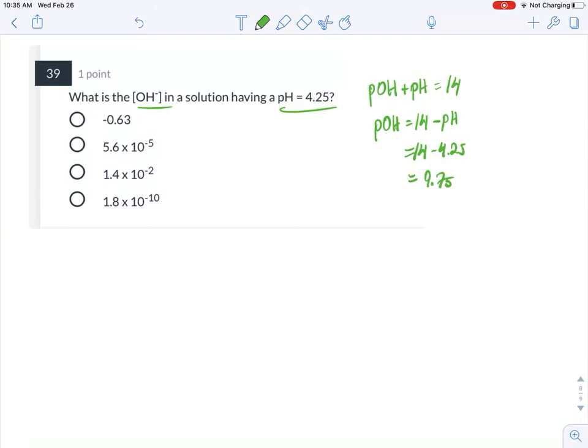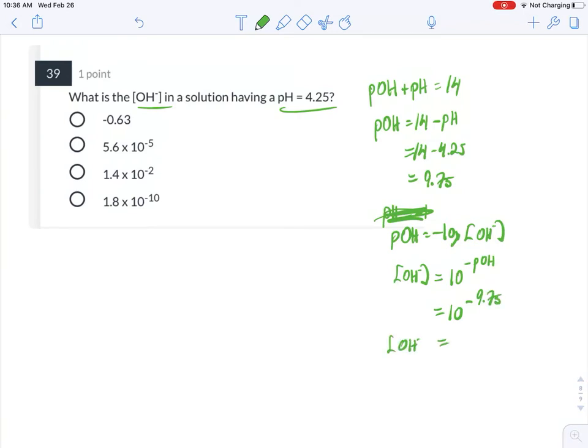9.75. Now here you would take the antilog. Now remember, pOH is equal to minus log of the hydroxide ion concentration. So the concentration of OH minus, when you solve for it here using algebra, is going to be equal to 10 to the negative pOH. And so we could do 10 to the negative 9.75 to get the concentration of hydroxide.